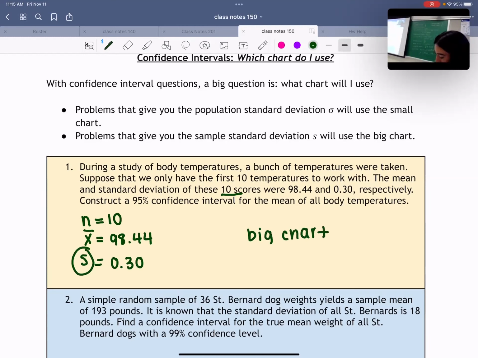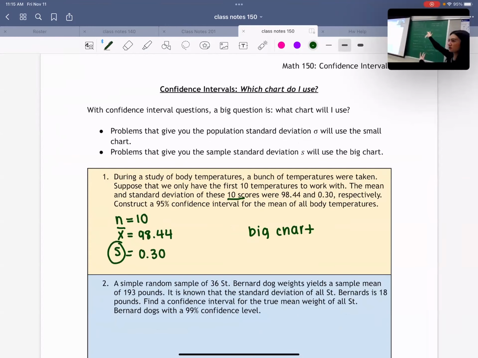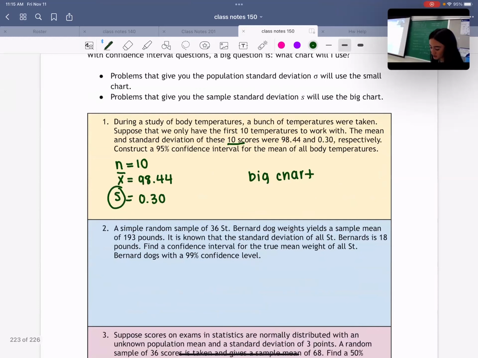Now, I'm not actually going to ask you to find these confidence intervals. What I want you to do is maybe in the same groups that you used to put up these Post-it notes, I want you to discuss for the rest of these questions, are we using the big chart or are we using the small chart? Okay, so I'll give you a few minutes to think about that and we'll come back in a little bit.